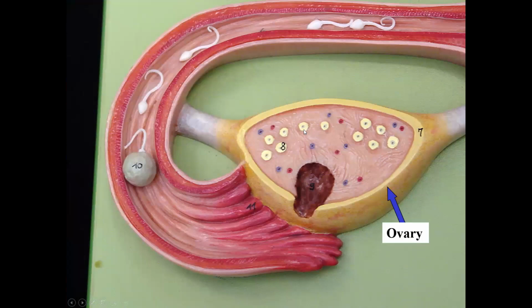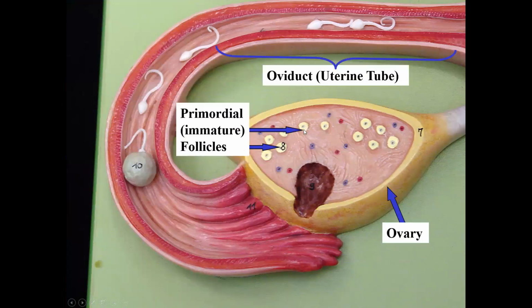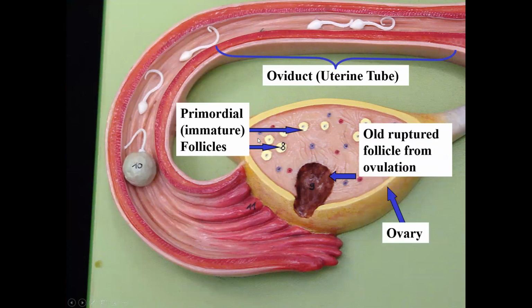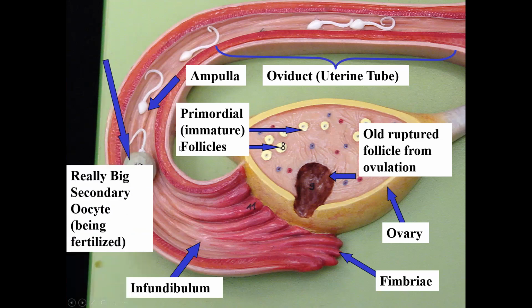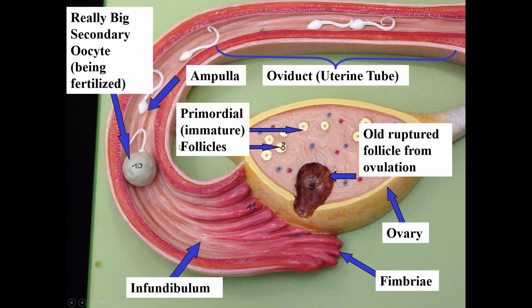Okay. The ovary, the oviduct, immature follicle cells, the ovulation site, that would become a new corpus luteum. There are the fimbriae. The infundibulum in this area up here is referred to as the ampulla. That's where fertilization is going to take place. And there's a secondary oocyte being fertilized.